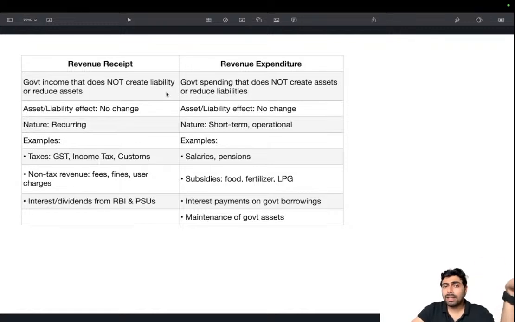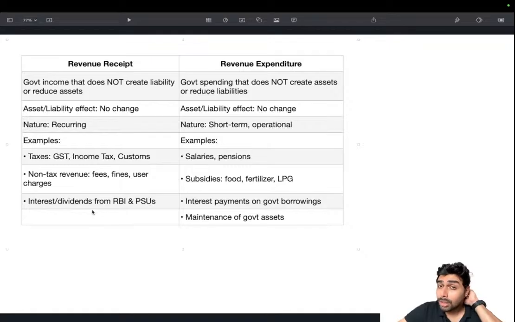Because in case of capital receipt, we have to give something in return. Either we have to sell our asset, or we have to borrow money, meaning we have to raise our liability. Here, nothing of that sort is there. It's recurring because it happens every year, every month, every week, depending upon the type of income, customs, income tax, GST, things like that. Basically taxes. Then dividends. This is another thing.